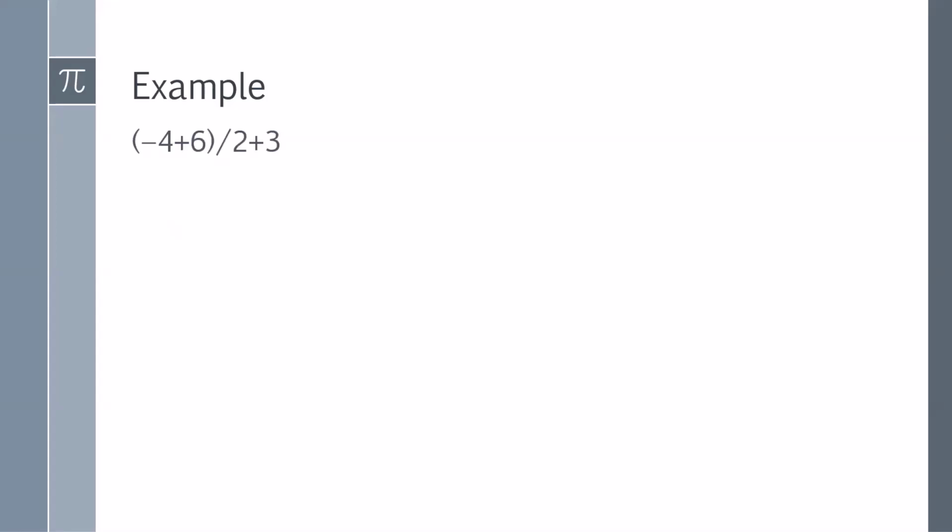Another example. Here we've got some division. (Negative 4 plus 6) divided by 2 plus 3. So we begin again with our parentheses. Negative 4 plus 6 is 2. And we get 2 divided by 2 is 1, plus 3 is 4.